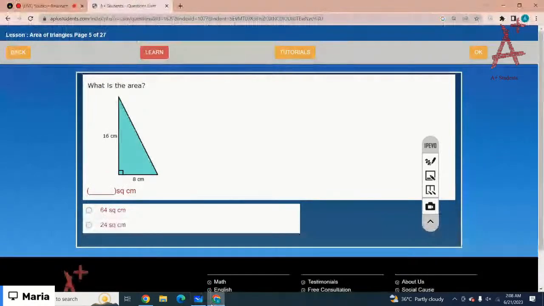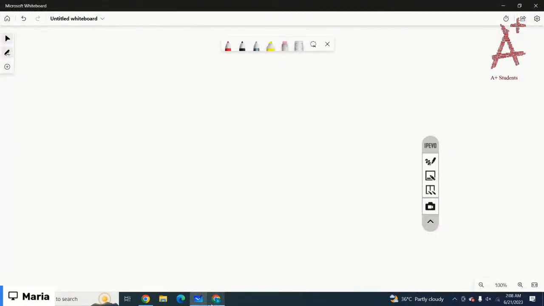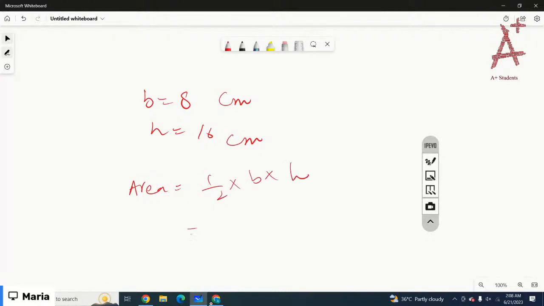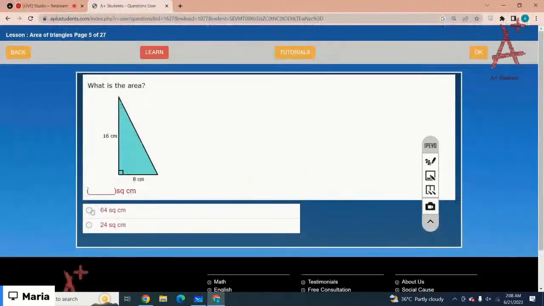What is the area? You are given the base is 8, the height is 16. So you have to do half times base times height, half times 8 times 16. Got it? It would be 64 centimeter square. So the correct option is 64 square centimeters. Got it?